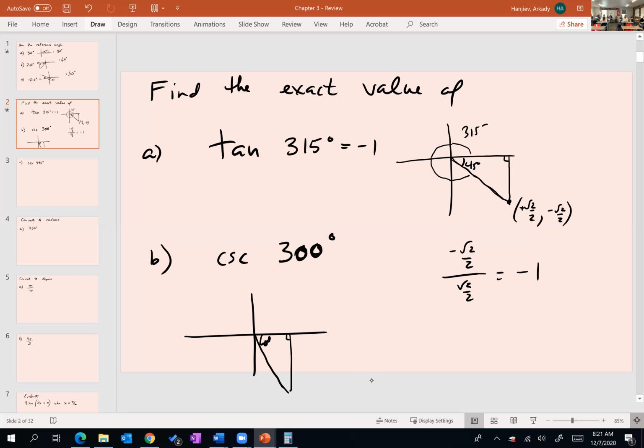If that's the case, that means the coordinates here are going to be, this is the small side, that's the large side right here. So small side has to be a 1/2. The large side has to be the root 3 over 2. And now we have fun because cosecant is 1 over sine of 300 degrees. And sine is root 3 over 2.